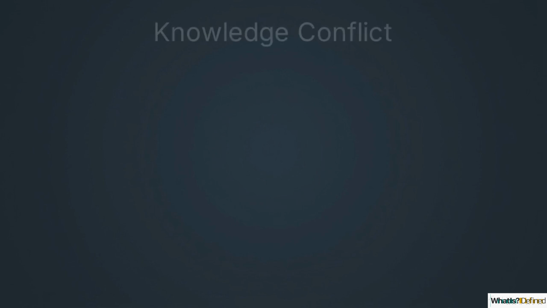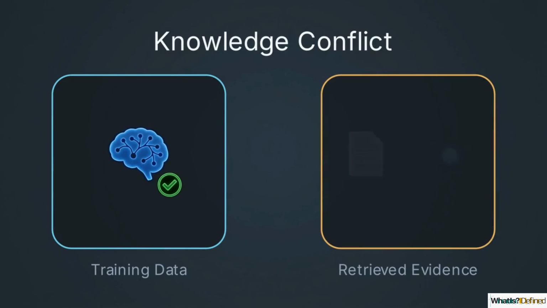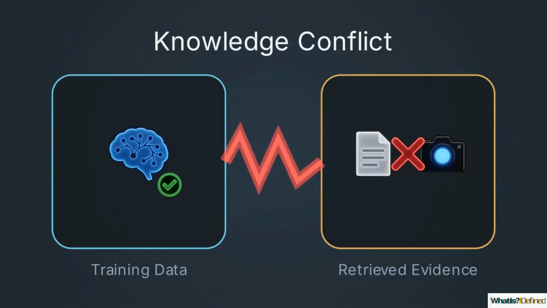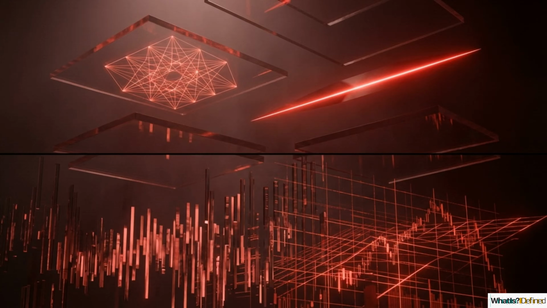There is also knowledge conflict. This is when the AI's pre-trained parametric memory, the data it memorized during its initial training, contradicts the newly retrieved multimodal evidence sitting right in front of it. Until developers can reliably solve these biases and ensure the model prioritizes retrieved evidence over its internal training, these systems cannot be safely deployed in high-stakes environments like healthcare and finance.